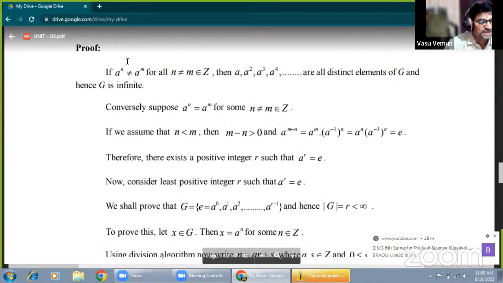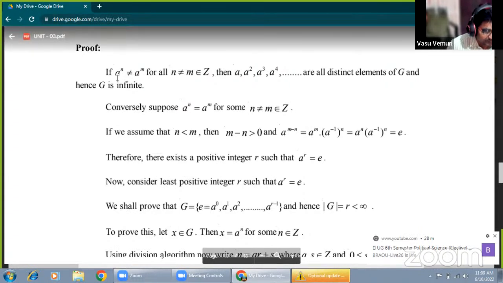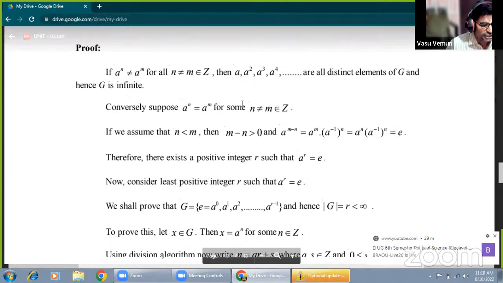Any two elements are not equal when the integral powers of the elements are not equal. If all the elements are different and distinct, then the cyclic group is infinite. Now the converse part: suppose the integral powers of the elements are equal, but n is not equal to m.